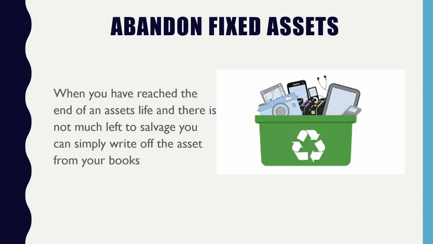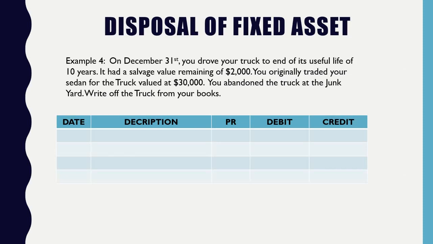So in this case, when a fixed asset reaches the end of its life, it has also reached the end of its capacity for depreciation, right? Once it's exhausted to the point where you just want to get rid of it off your books, this is what you do, okay? So let's go ahead with another example on December 31st.